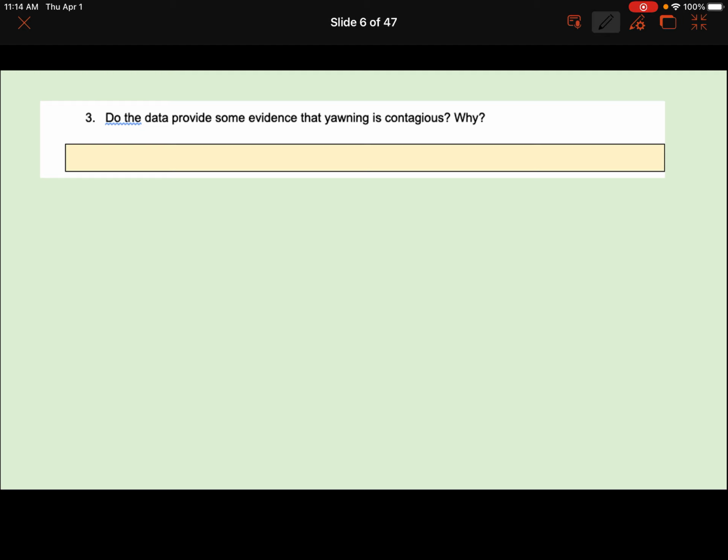All right, so for question 3, do the data provide some evidence that yawning is contagious? Yeah. The people who got the yawn seed yawned more often. Yawn seed people yawned more often. And keyword here is some evidence. Like, it may or may not be convincing for you, but is there some evidence? Like, yes, we have some evidence.